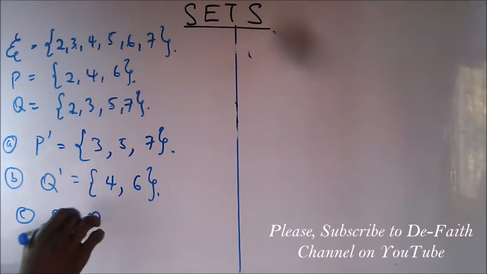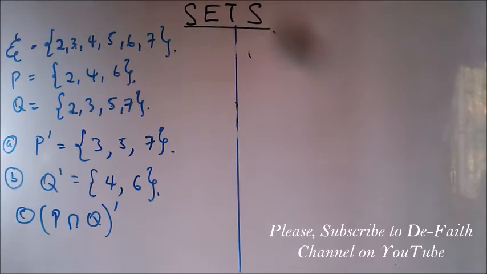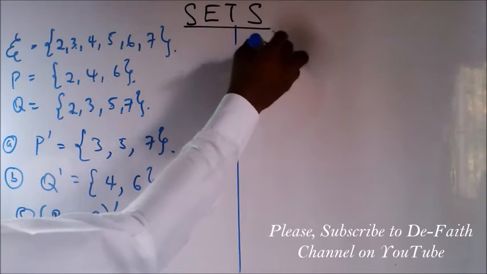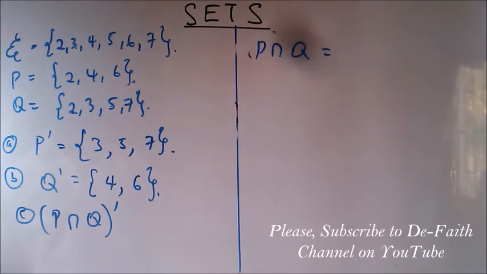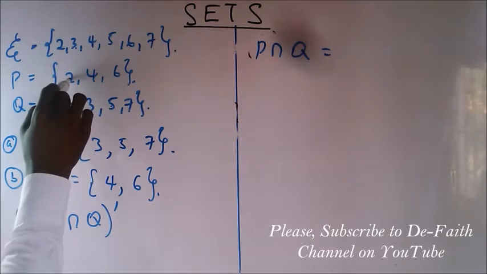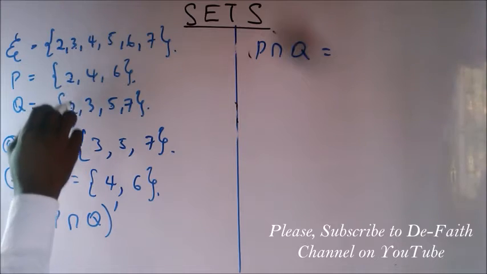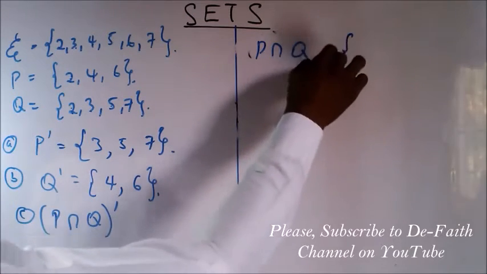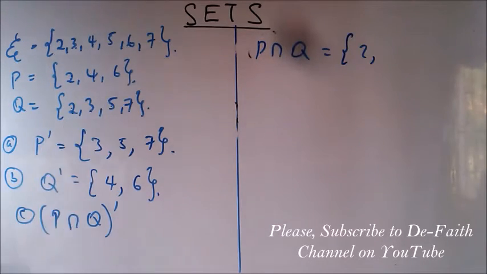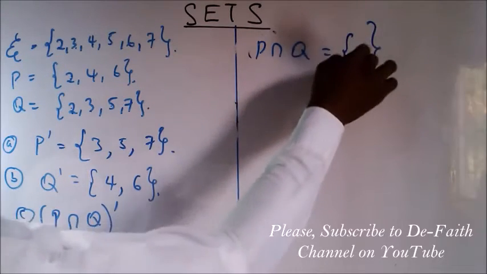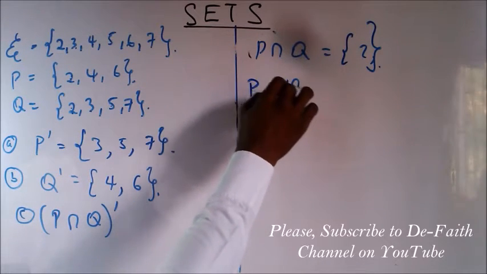Next, we have to find C, P intersection Q, all complement. First, let's determine P intersection Q. That is, what is shared between P and Q. We have 2 present in P and in Q, so we list 2. What else do we have in common? Nothing else. All right. Then we'll go about finding the complement.